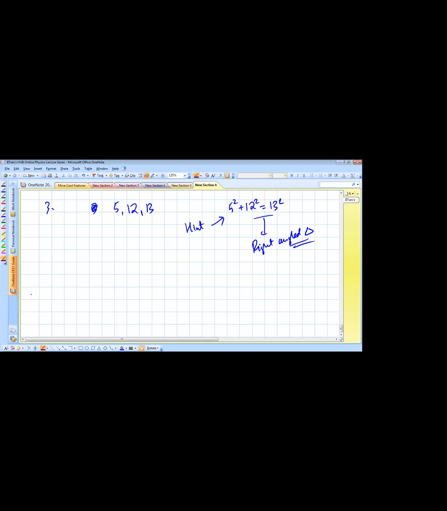Okay. Let's come to the fourth question. Now, the fourth question is a little tricky, so I'll explain it in detail. The language is tricky. First of all, it says that two forces of equal magnitude act at a point.